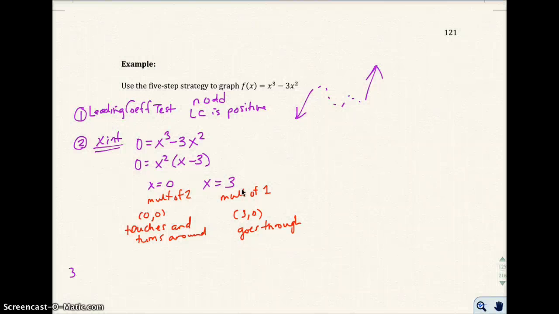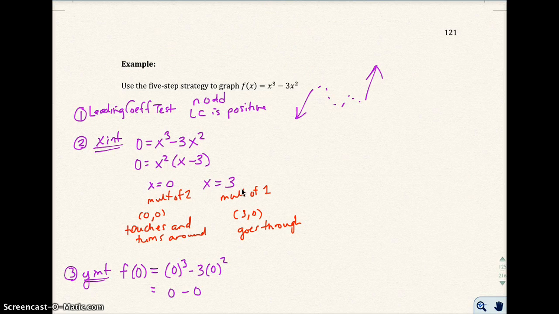Okay, then we want to find the y-intercept. We're going to put in 0 for x. We get 0 to the third power minus 3 times 0 squared, which is 0 minus 0, which is 0. My y-intercept is (0, 0).